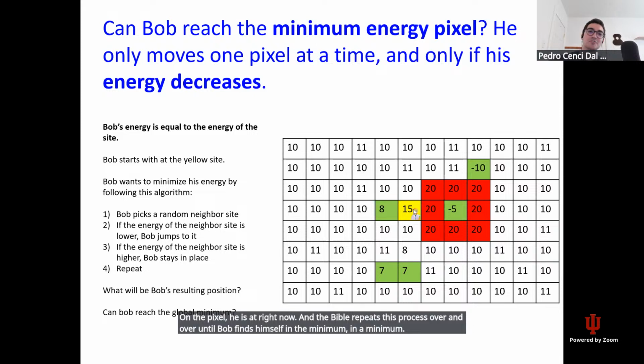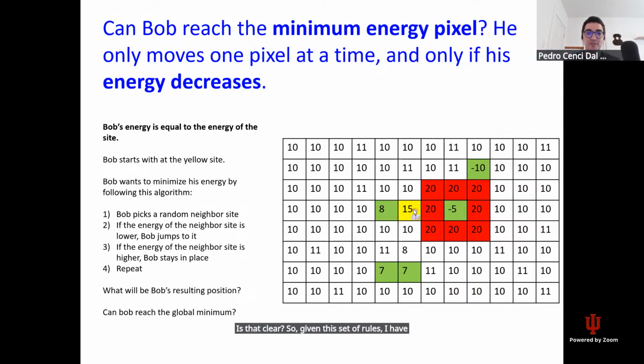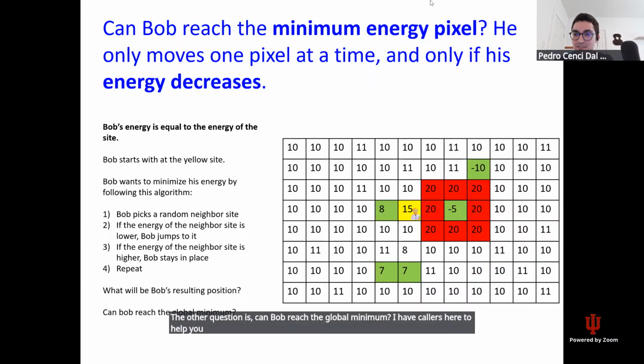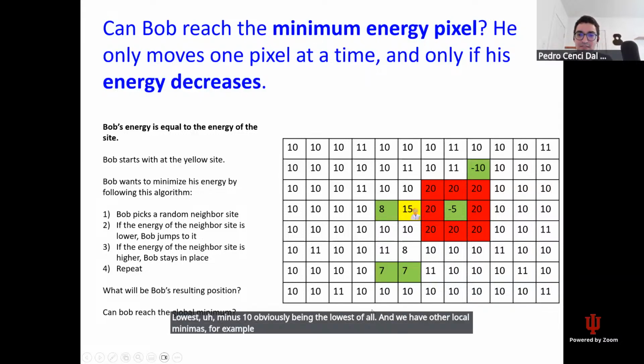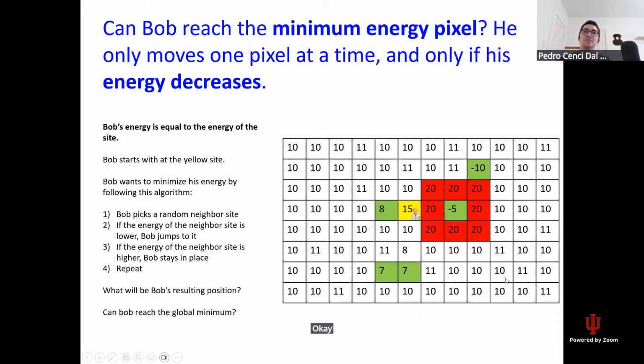Is that clear? So given this set of rules, I have two questions for you. What will be Bob's resulting position? Where will Bob end up? The other question is, can Bob reach the global minimum? I have colors here to help you find what is higher and lower. So 20 is a high energy. Then we have the -10 and -5, which are the lowest, -10 obviously being the lowest of all. And we have other local minima, for example, this 8, this 7. Okay, I will give you one or two minutes and you will think through it and give me answers in the chat.